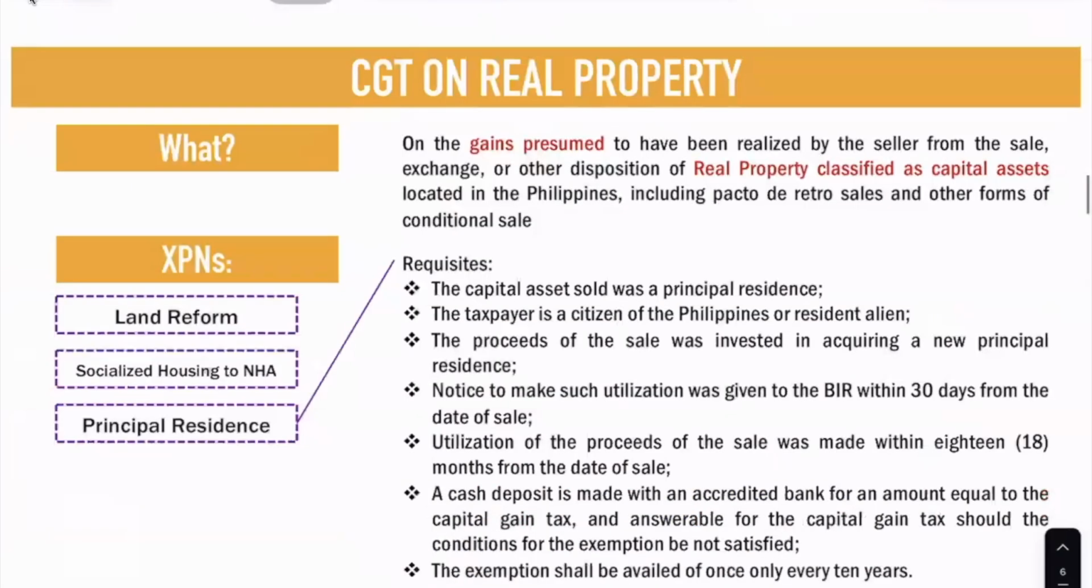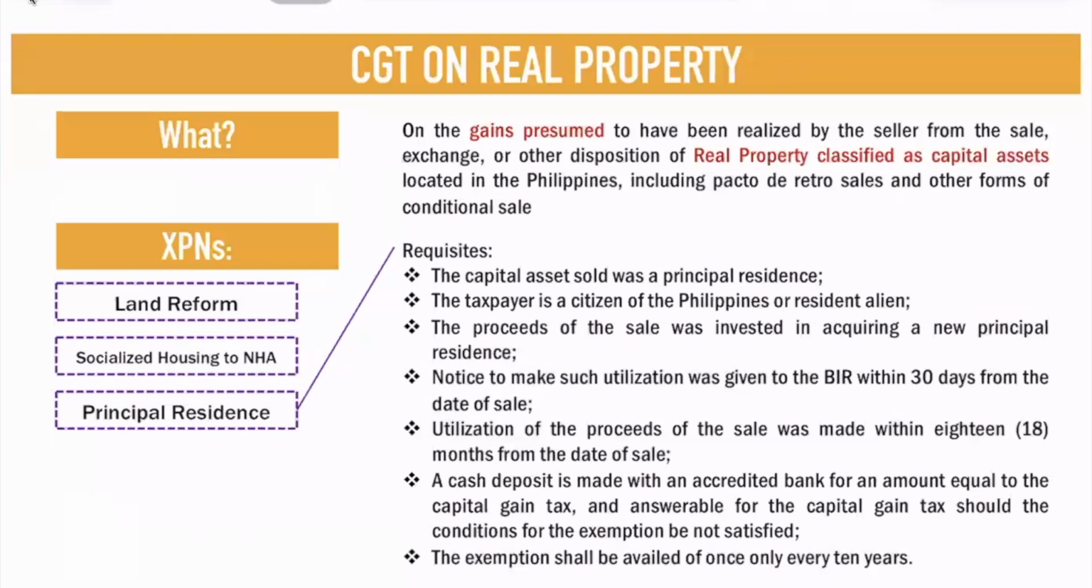So let's start now on our first CGT, the CGT on real property. So what is a CGT on real property? A CGT on real property is a tax on the gains presumed to have been realized by the seller from the sale, exchange, or other disposition of real property classified as capital assets located in the Philippines, including pacto de retro sales and other forms of conditional sale. So as a rule then, if that is a real property classified as capital asset, it is subject to CGT.